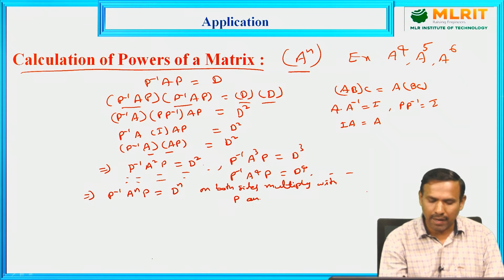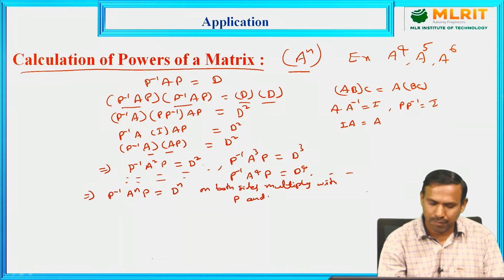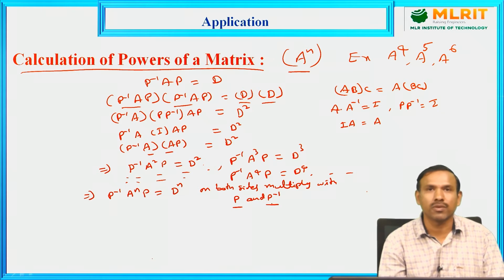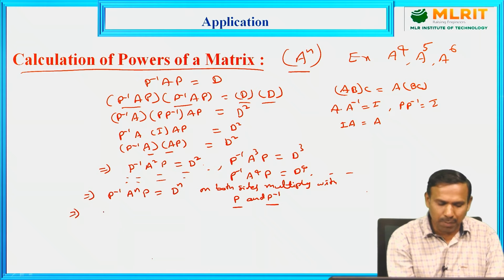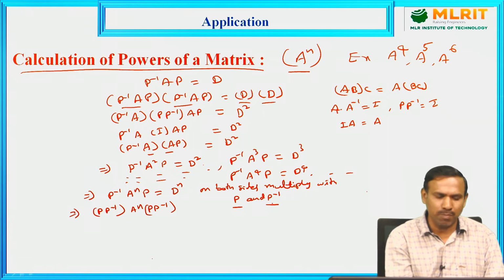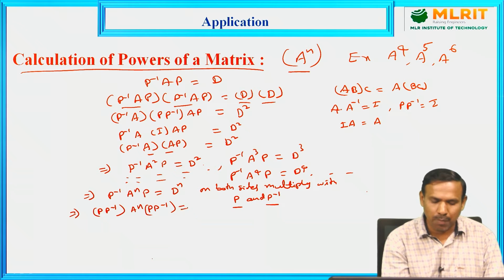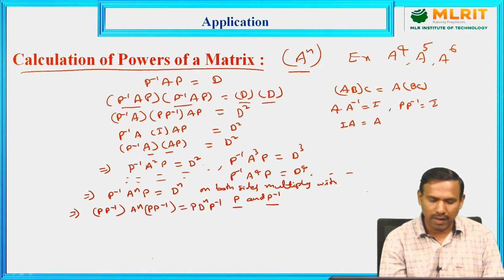multiply with P and P inverse. So post multiply by P inverse, pre multiply by P. So I am pre-multiplying P into P inverse A power n P inverse. Pre means before, post means after the given term. So D power n also, the same thing: pre multiply by P, D power n as it is, post multiply by P inverse.